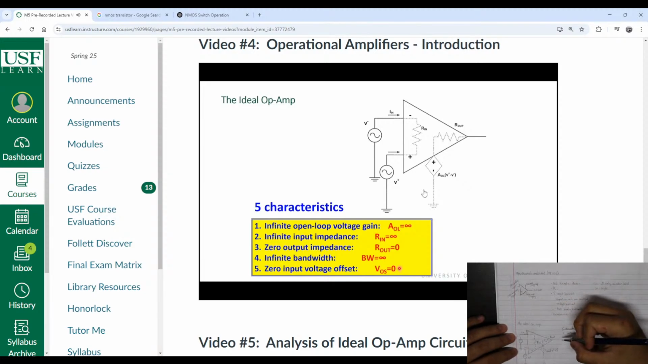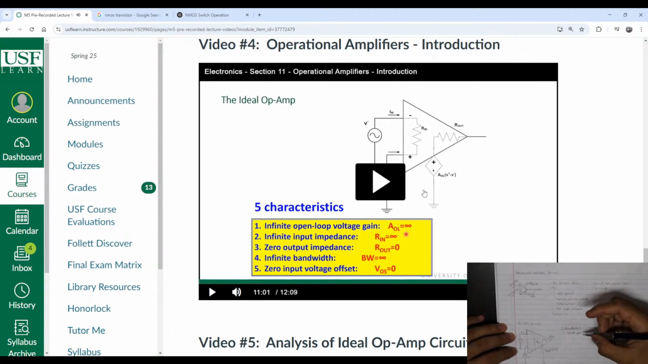Now I want to go back to, before I leave this slide, remember: infinite input impedance. What do I mean?